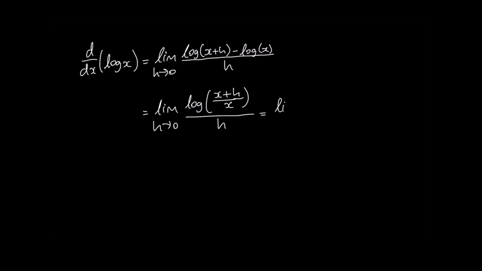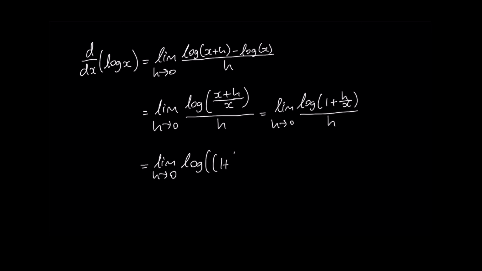Then we can rewrite this as the limit as h tends to 0 of log of 1 plus h on x, over h. And we can now apply another characteristic property of logarithms, because that over h in the denominator is a prefactor. So it's 1 on h times log of 1 plus h on x. So we know that's the same thing as the limit as h tends to 0 of log of 1 plus h on x to the power of 1 on h.